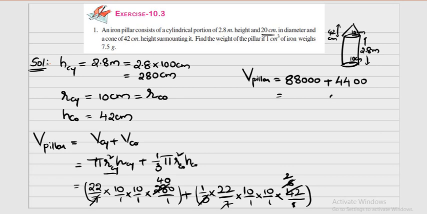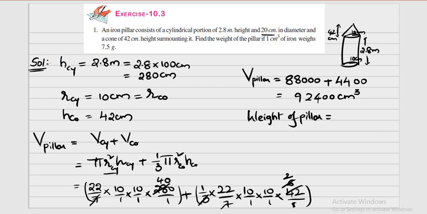Right? So 4400. When I add these two, what am I going to get? 0 plus 0 is 0, 0 plus 0 is 0, 0 plus 4 is 4, 8 plus 4 is 12, so 1 is carried, 8 plus 1 is 9. So the volume of the pillar is nothing but 92400. What are the units? Since we have considered centimeters, it is centimeter cube. So we got the volume of the pillar. Next, what do I need? I need the weight of the pillar, no? So the weight of the pillar.